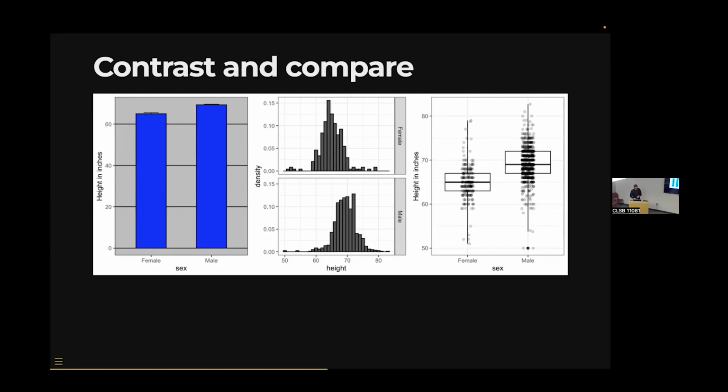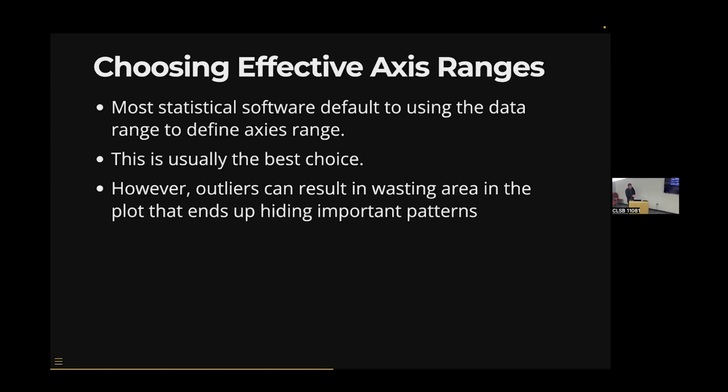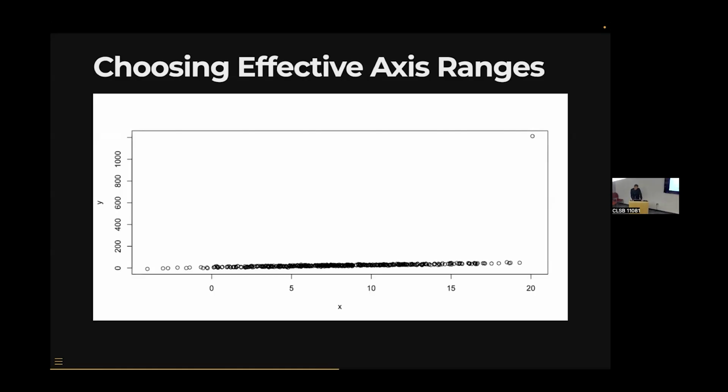Okay. All right. Choosing effective axis ranges. This is very quick, but I see it a lot. Now that we have big data sets, I see this a lot, especially when you're exploring the data. So the default in R, and I'm assuming Python too, is that when you make a scatter plot, for example, it just picks the range of the points as the limits. That's a good default. It should be the default, but it's not always great.